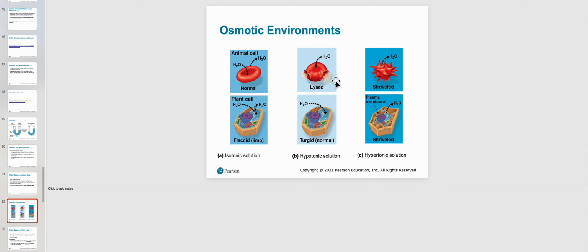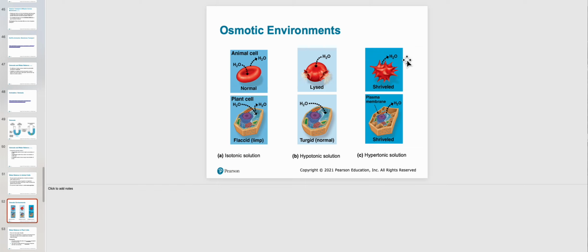So hypotonic goes with the swelling, and eventually the swelling will cause the cell to pop. And that's what this picture here shows. Lysed. The water goes in and eventually swells it up. Then the next one is hypertonic. Hypertonic, where the water's coming out of the cell.